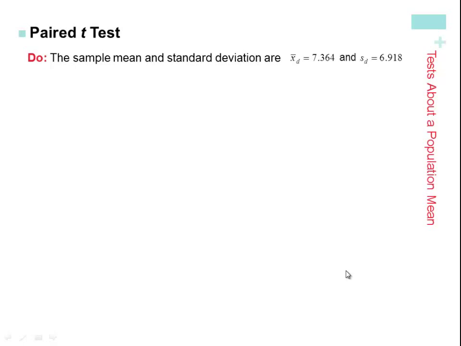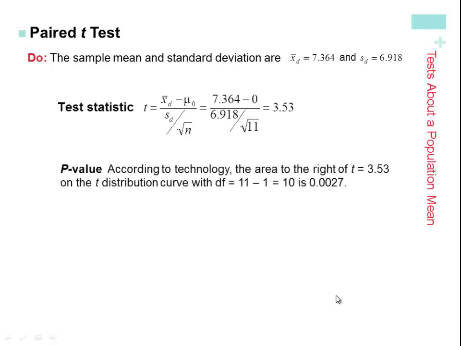The sample mean and standard deviation of the difference, x bar sub d, would be 7.364 and s sub d would be 6.918. My test statistic t would then be 7.364 minus my hypothesized value of 0, divided by 6.918 over the square root of 11, or 3.53. When I find the probability of my t-score being greater than 3.53 using 10 degrees of freedom, I find the value of 0.0027.